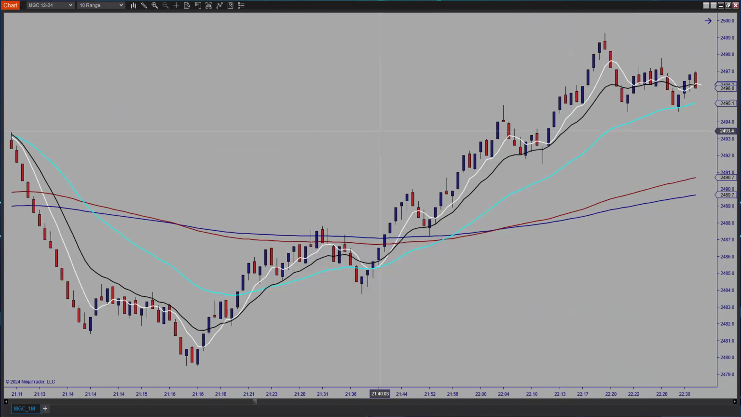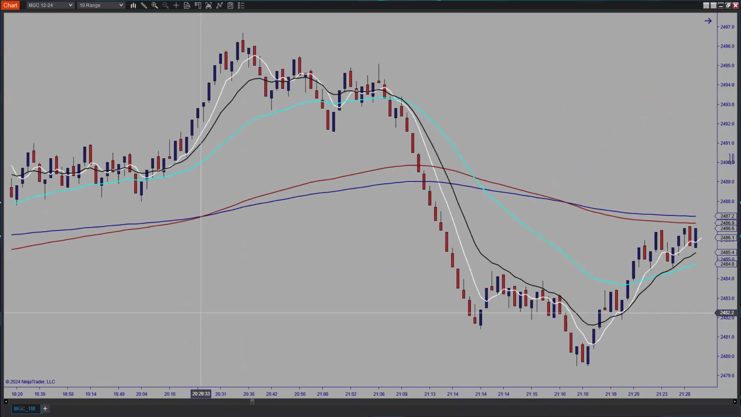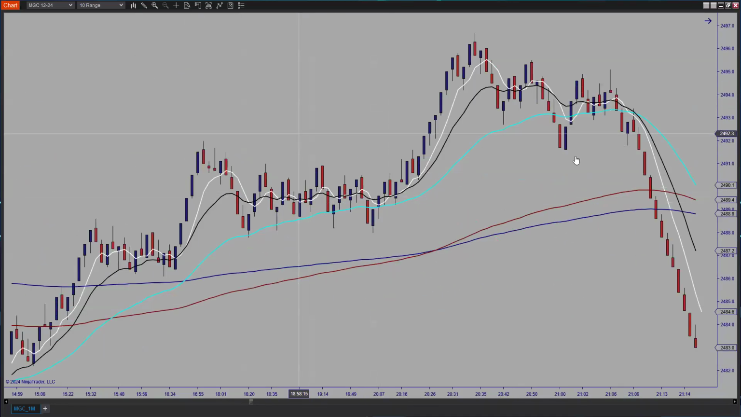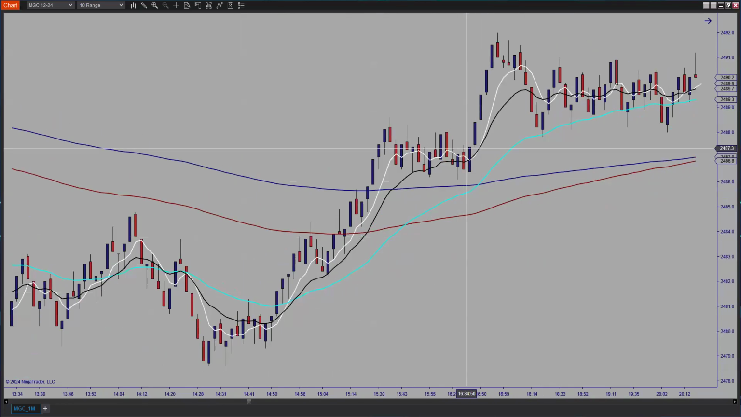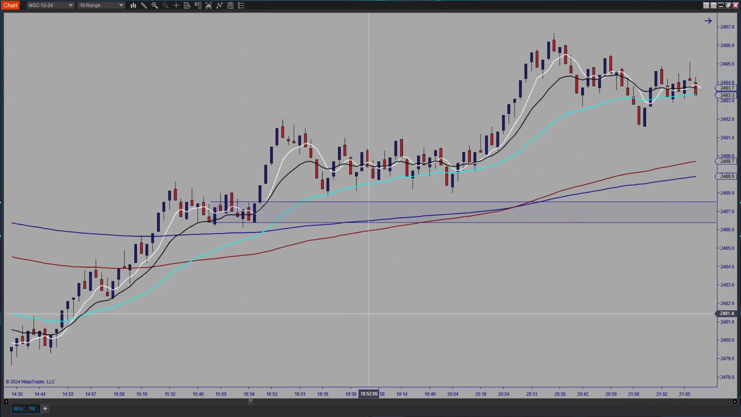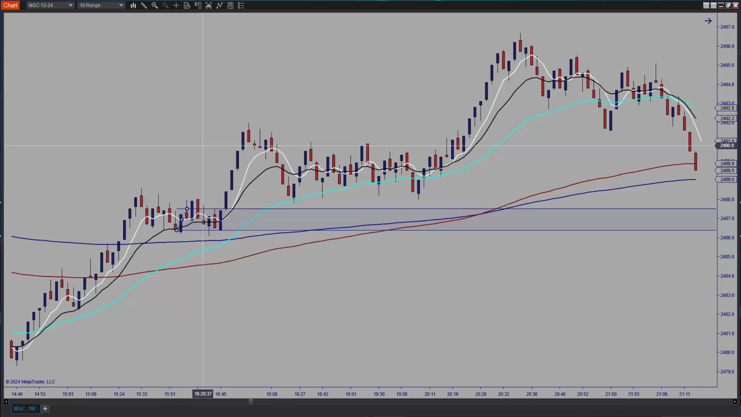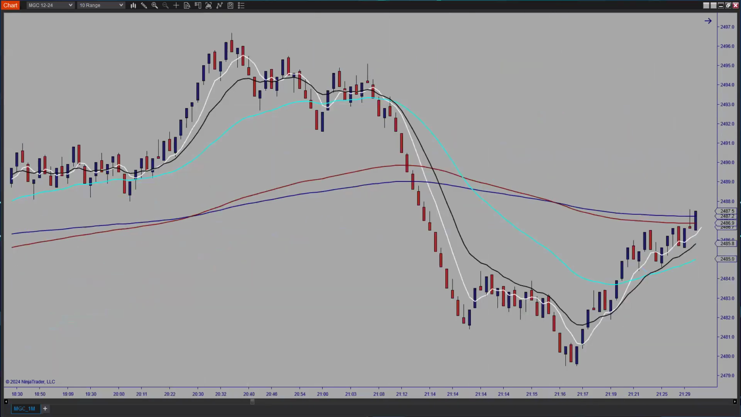As for the other EMAs, yeah, they don't necessarily need to cross. If it's a trending market, you'll see where it'll just tag it like this and then go. That's fine. I would still consider that. Like if this was, the area that we were looking at trading would be right here. So yeah, good question.